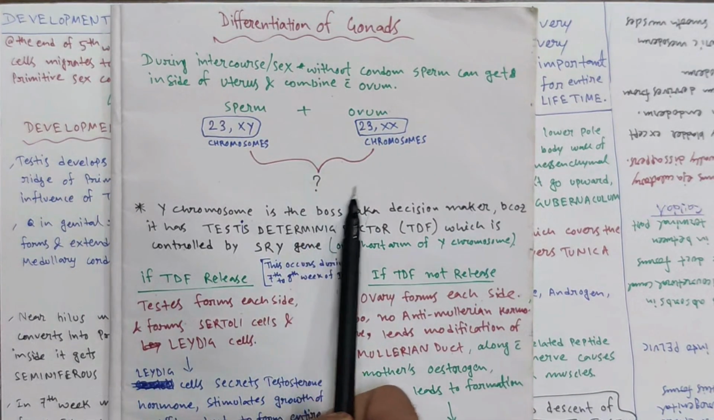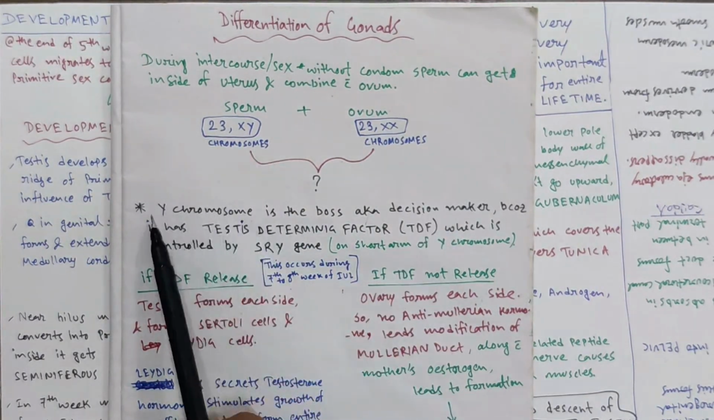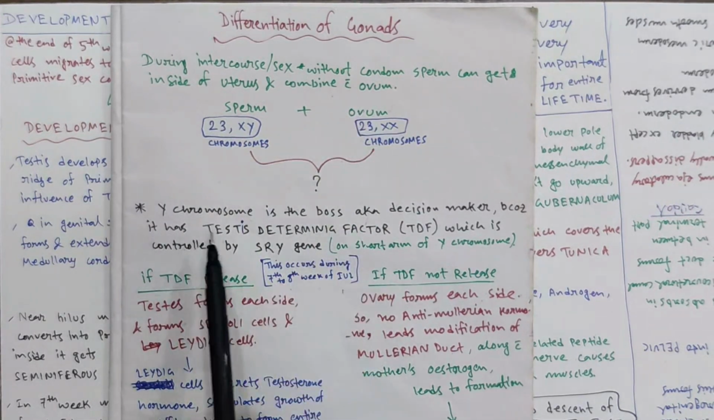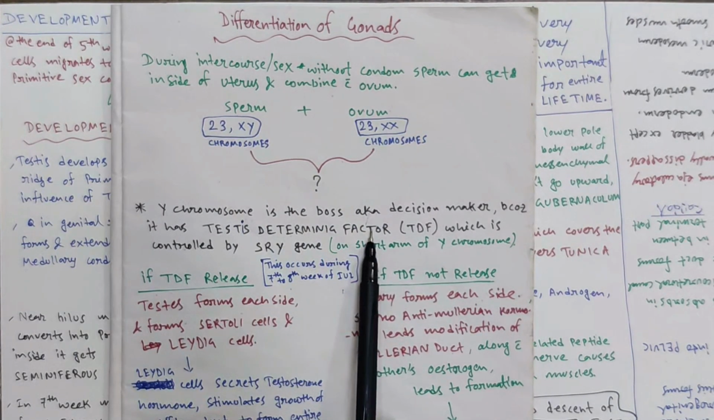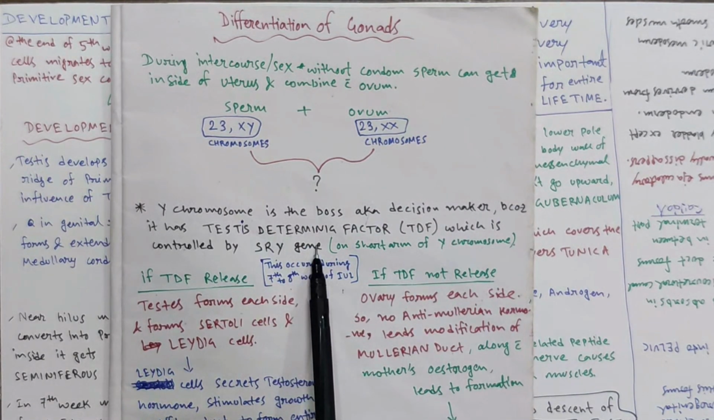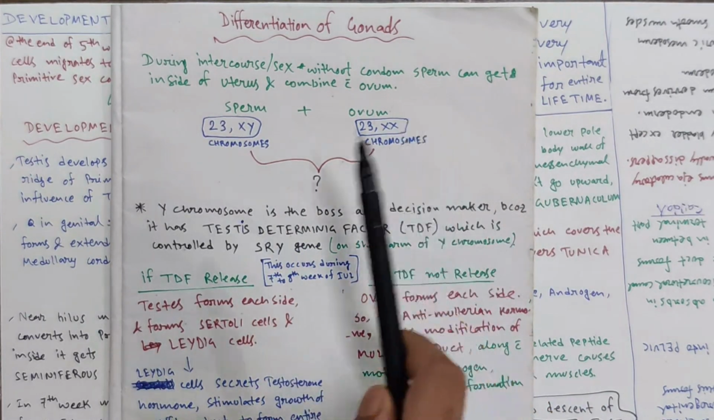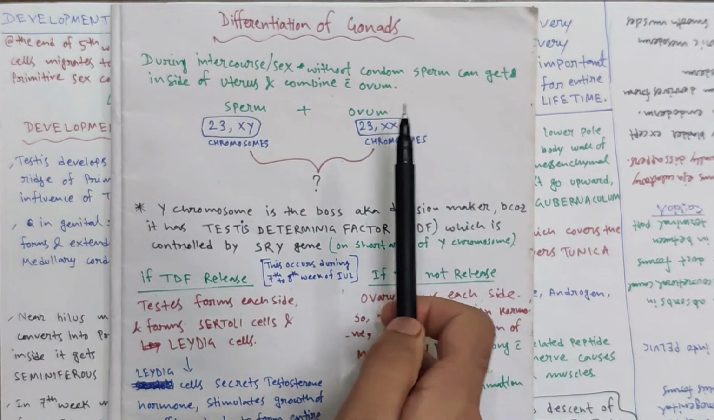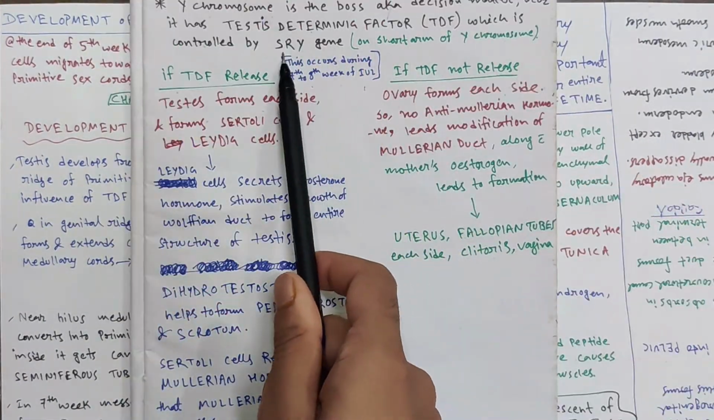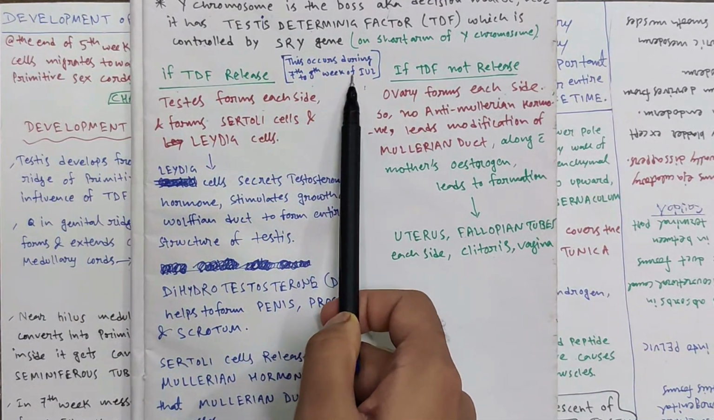Now, what will be the sex of the zygote? Is this going to be male or female? It depends on the Y chromosome. The Y chromosome is the decision maker because it has the testis determining factor, or TDF, which is controlled by the SRY gene, which is present in the short arm of the Y chromosome. There are thousands and thousands of different types of genes present in one single chromosome. I will talk about these things in genetics in detail. This entire phenomenon occurs during the 7th to 8th week of intrauterine life.